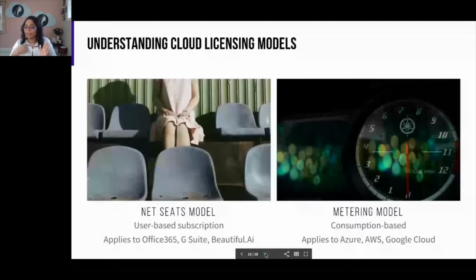Whereas with net seats, it's much easier to do pilots, much easier to have a discussion and go into an agreement that makes sense. Metering is unpredictable, so it's really hard. And if you're using any of the cloud products, there's always anxiety: if the consumption goes higher, what do I do? So that's what you need to think about as you're designing your product for the enterprise.